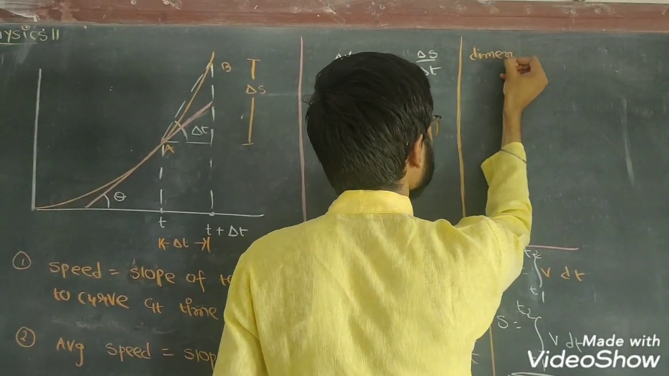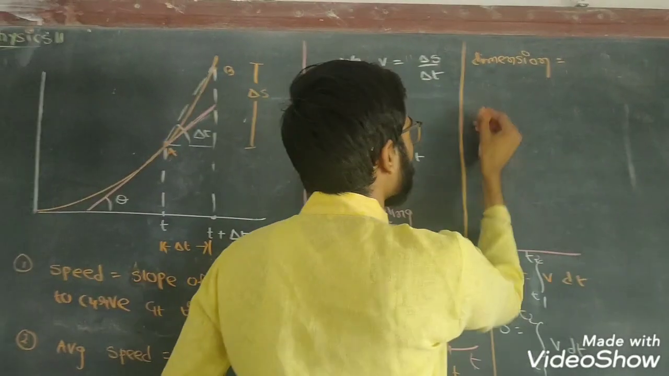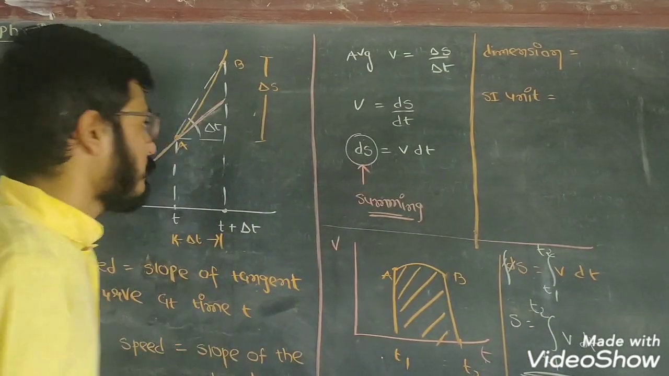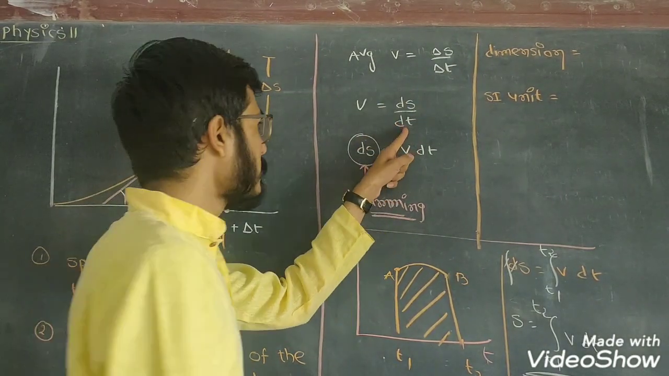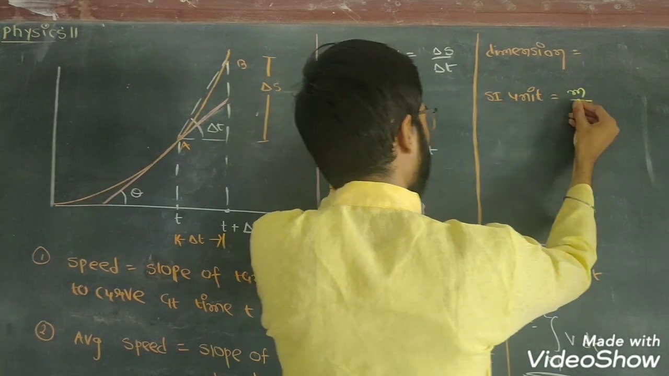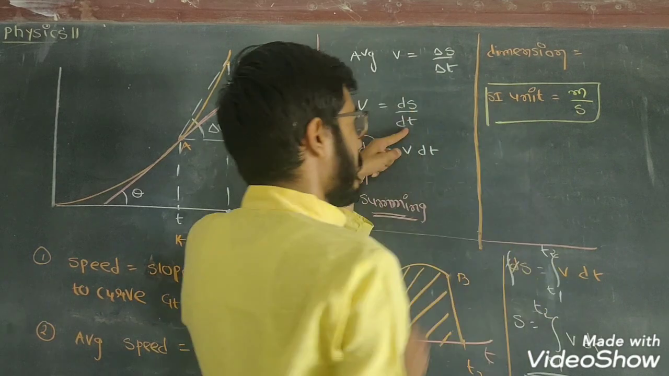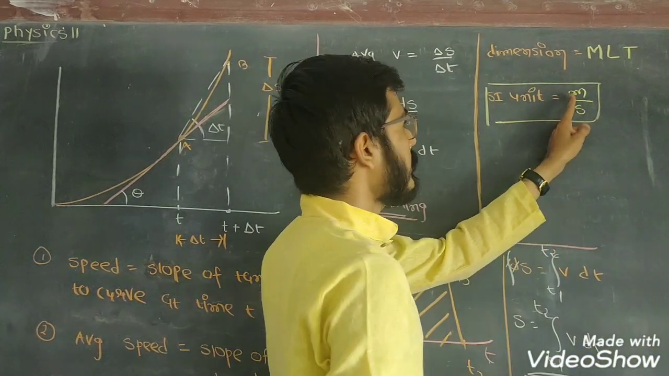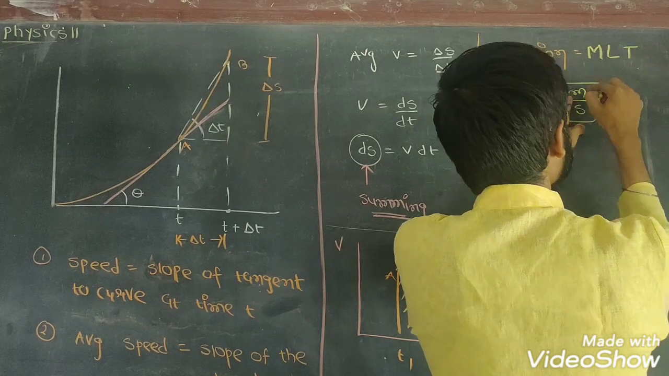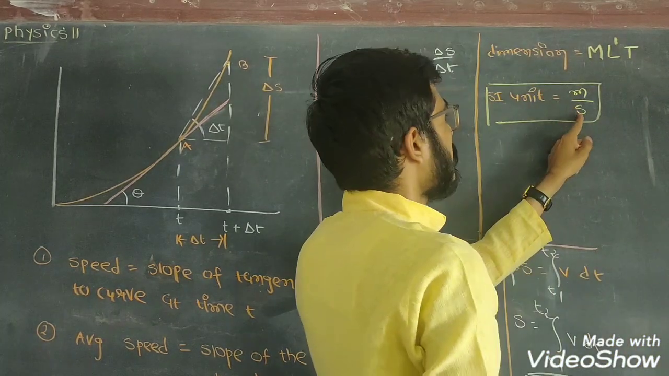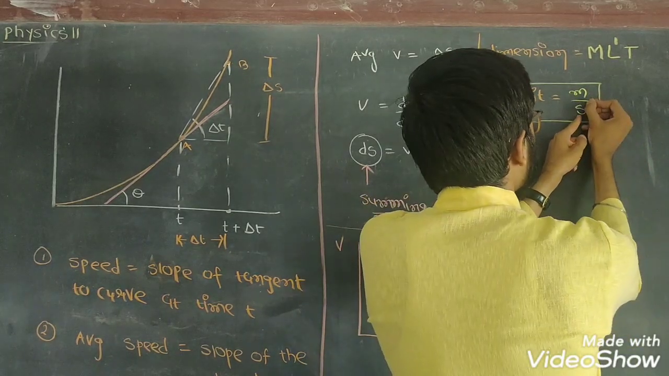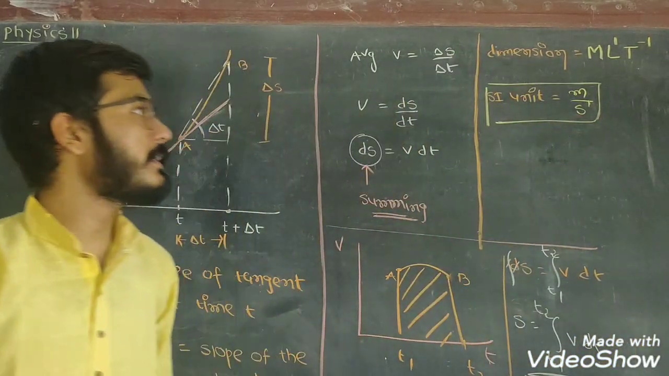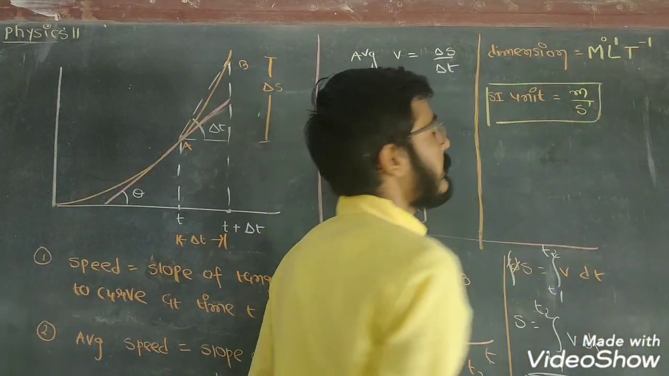Okay, now the dimension and the SI unit of speed. The formula of speed is distance upon time. The unit of distance is meter and the unit of time is second. So the SI unit is meter per second. Now the dimension. The dimension is M, L and T. Here mass is not present, so the power of M is 0. Length is present, and its power is 1, so L1. Time is present, and its power is 1 but in a division, so it is T minus 1. So the dimension of speed is M0 L1 T minus 1.